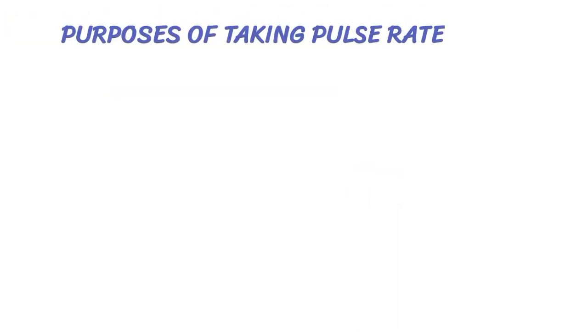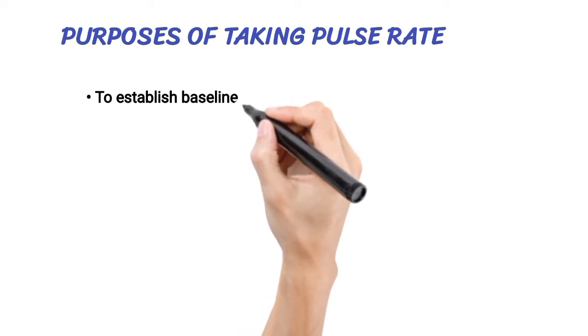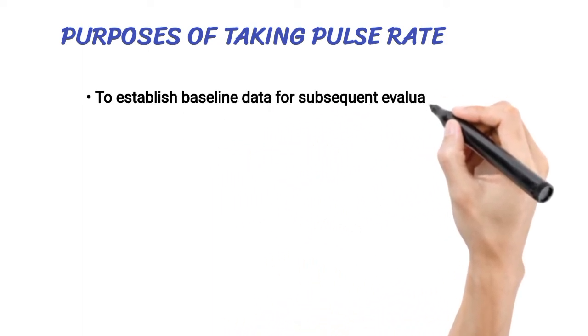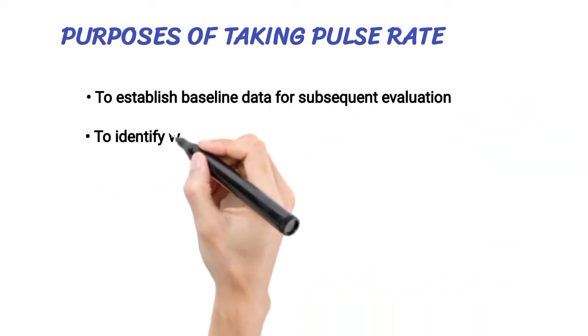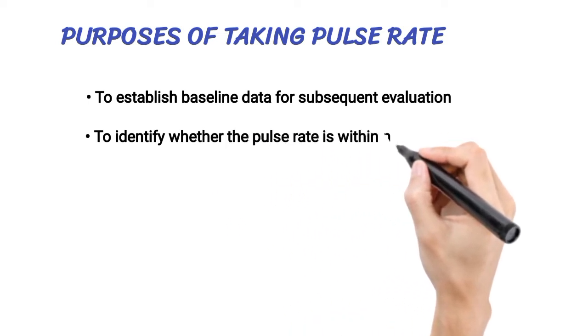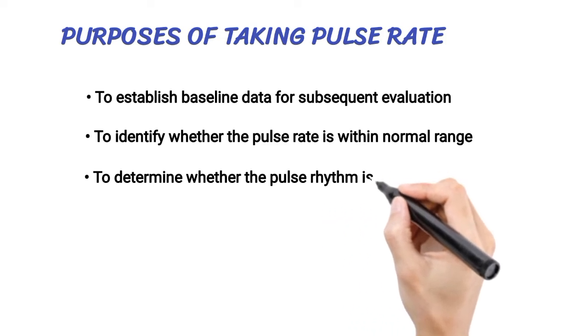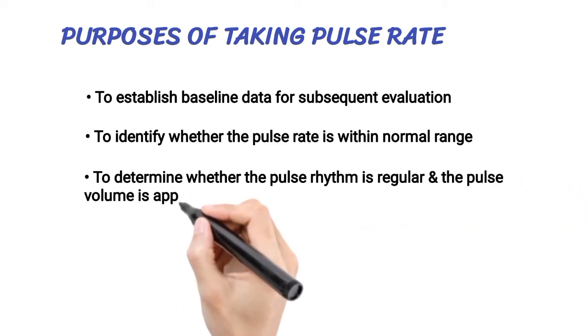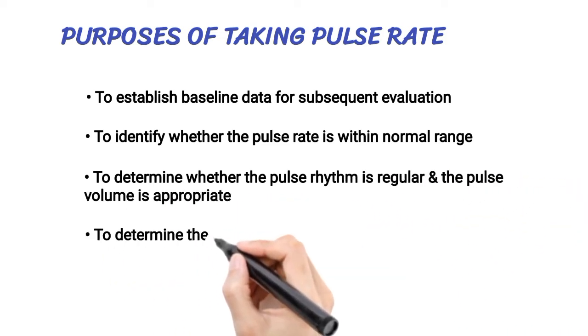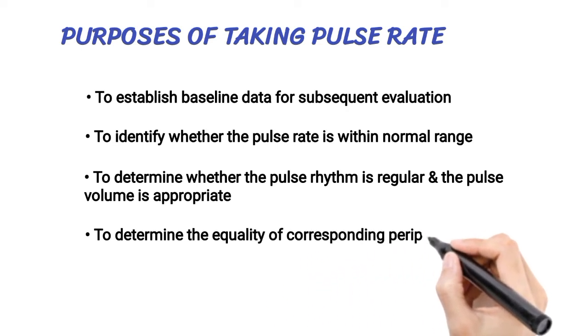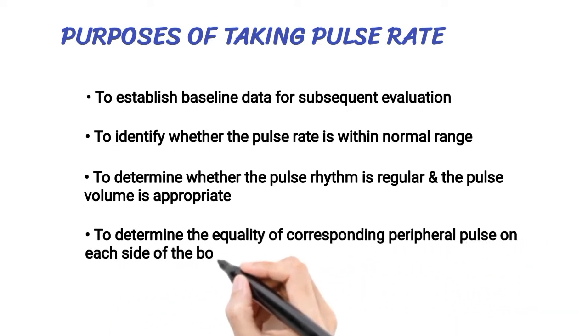Purposes of taking pulse rate. To establish baseline data for subsequent evaluation. To identify whether the pulse rate is within normal range. To determine whether the pulse rhythm is regular and the pulse volume is appropriate. To determine the equality of corresponding peripheral pulses on each side of the body.